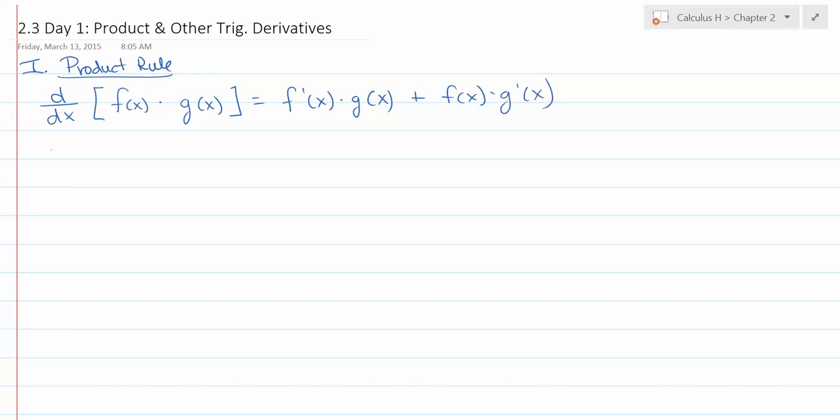Okay, and what the product rule says is the derivative with respect to x of some function f of x times some function g of x equals f prime of x times g of x plus f of x times g prime of x. Sometimes students like to see it without the function notation, so if you had u times v, it would be u prime times v plus u v prime.